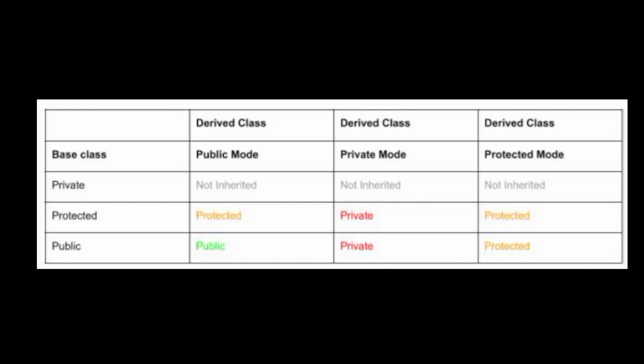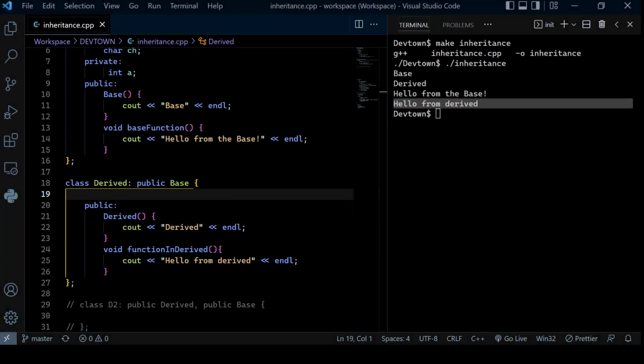If in the base class we had defined it as public, if we derive it or inherit it in the public mode, it remains public. If we inherit it in the private mode, it becomes private. And if we inherit it in the protected mode, it becomes protected. So this has been all about mode of inheritance.